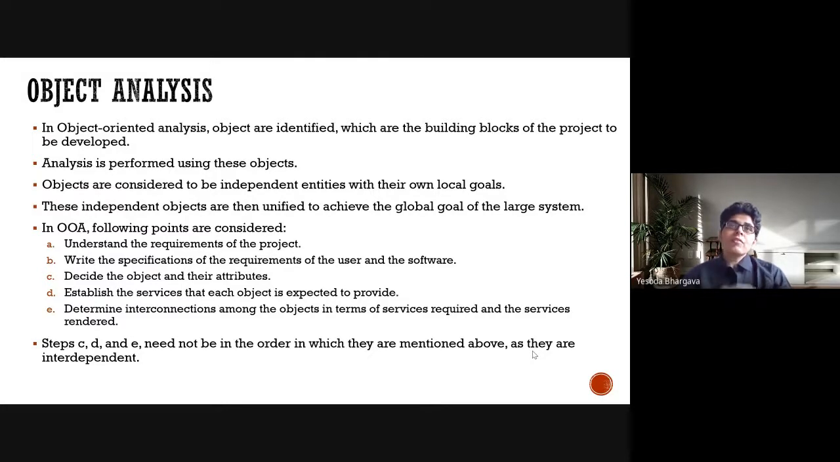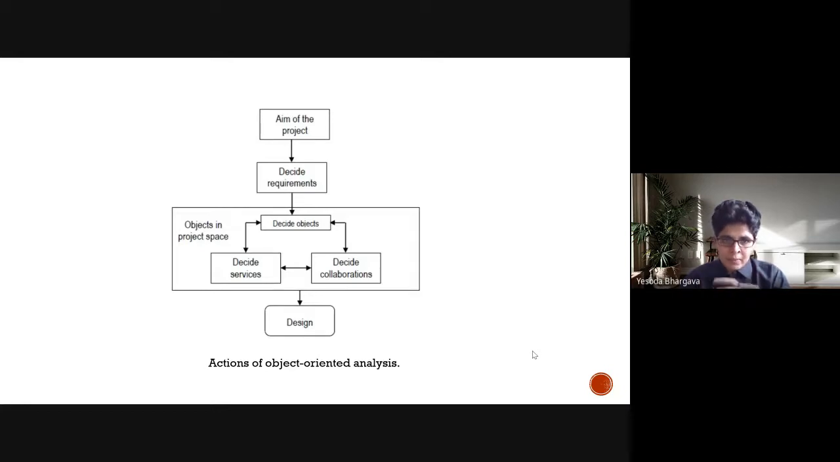Then after you have identified the objects as in the entity as a whole, you have to identify its attributes, and then later on you will be identifying its services or the functions that it is performing. And then basically you will determine the interconnections among objects in terms of services required and the services rendered. So basically how the message passing is happening between the different objects. So if you look at it diagrammatically, these are the basic things that are performed during the object oriented analysis.